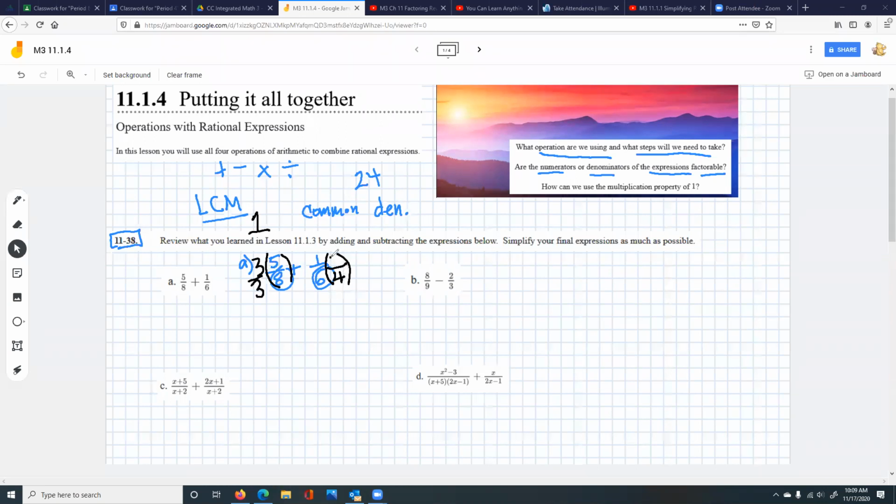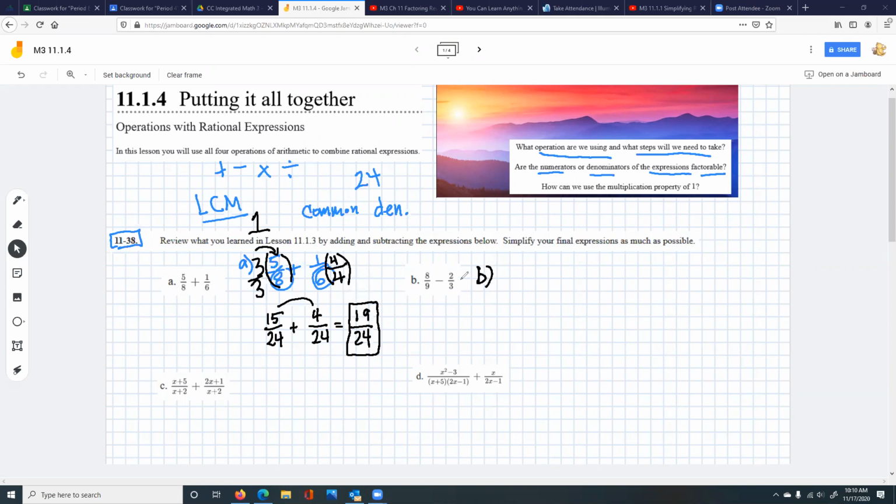If I multiply the bottom by 4, I've got to multiply the top by 4. So let's multiply our numerators: 3 times 5 is 15 over 24, plus 1/6 times 4/4 is 4 over 24. Now that we have a common denominator, the denominator stays the same and we just add the numerators. 15 plus 4 is 19. So the answer to this problem is 19/24 after we find a common denominator.